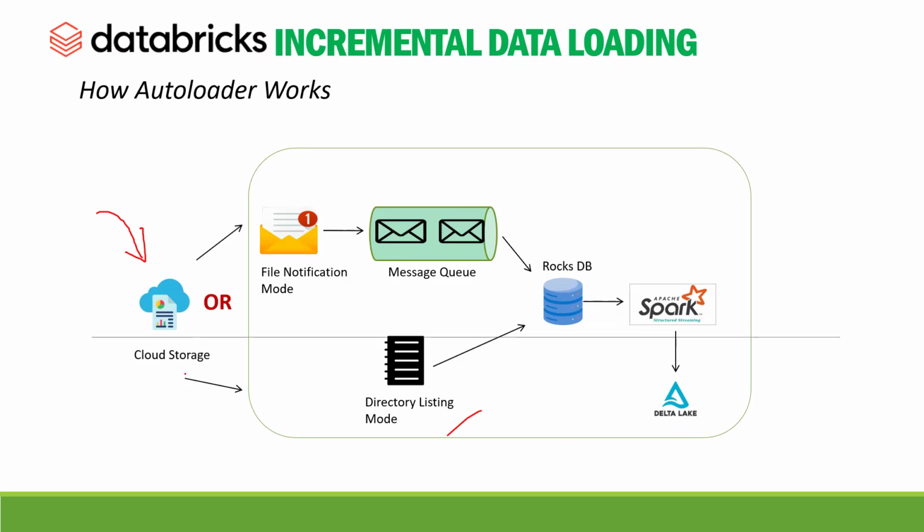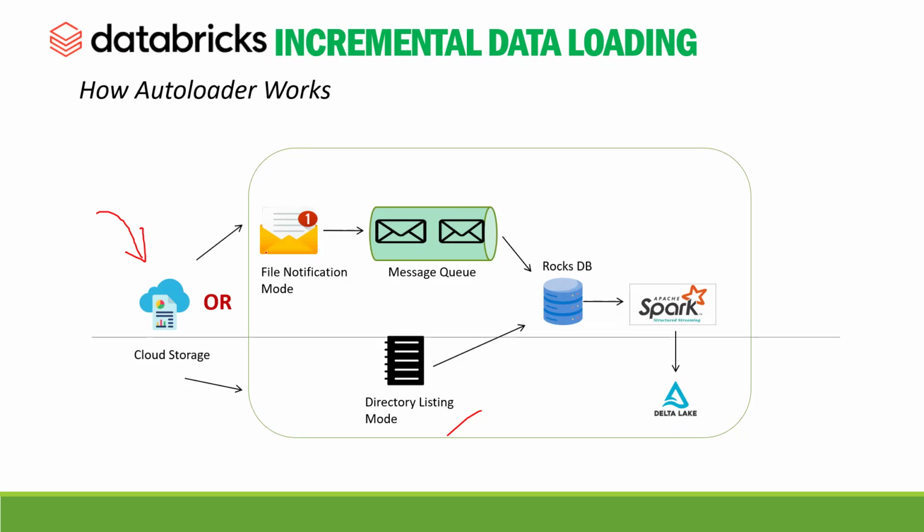Maybe hundreds of thousands, or millions of files are coming, and at that time, performance-wise, directory listing mode is not going to yield the best result. So that's why we have file notification mode, making use of things like Event Grid in the Azure cloud. As soon as a file is loaded onto the cloud storage, an event is triggered, the file is put into a message queue, and its details are again listed in RocksDB.